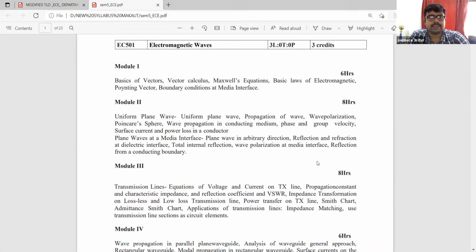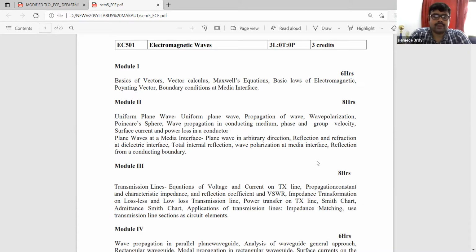Next, you see the plane waves at a media interface: plane wave in arbitrary direction, reflection and refraction at a dielectric interface, total internal reflection, wave polarization at media interface, reflection from a conducting boundary. So different topics will come under module 2.